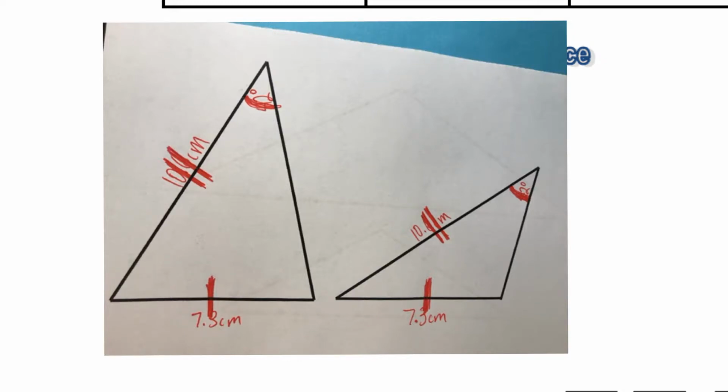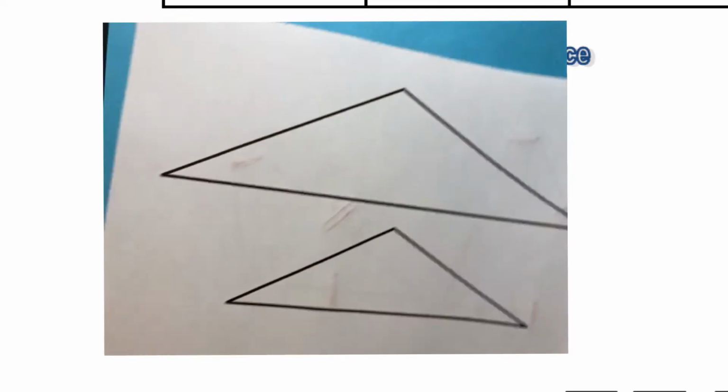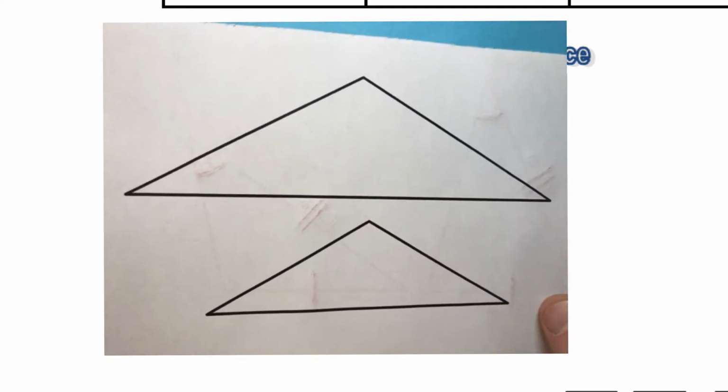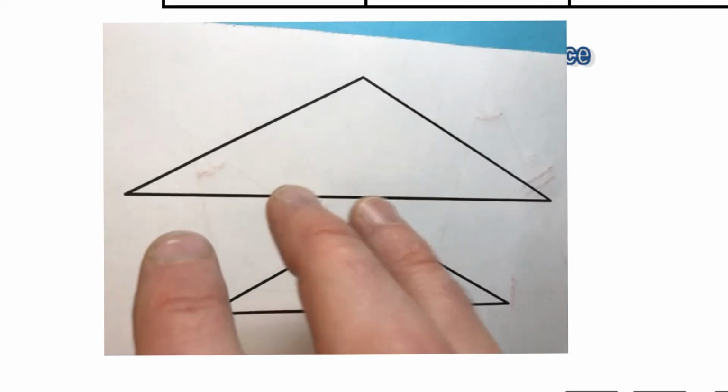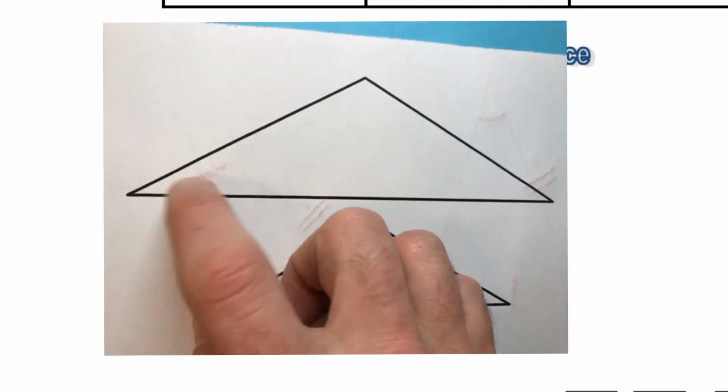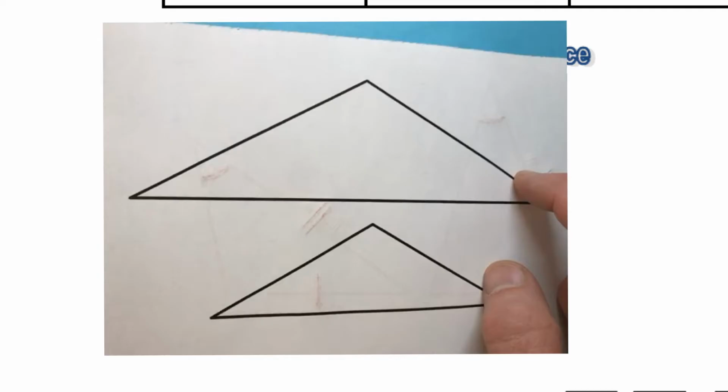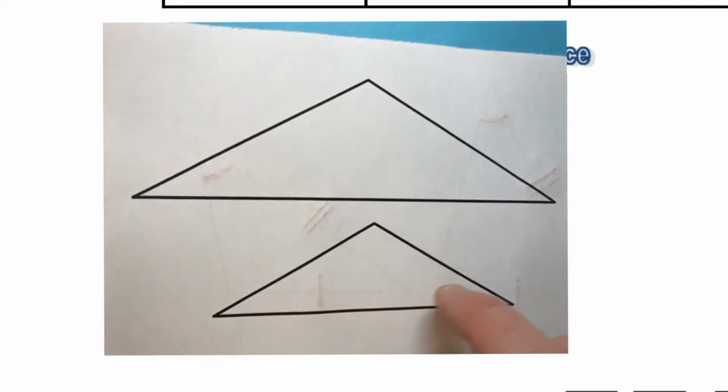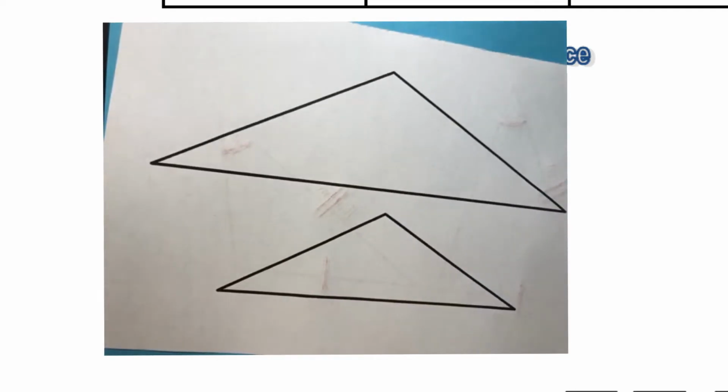All right, on the back of this paper, what I want you to do is just measure the angles. That's it. So just with your protractor, measure all 6 of these angles. Measure all 6 of those angles.